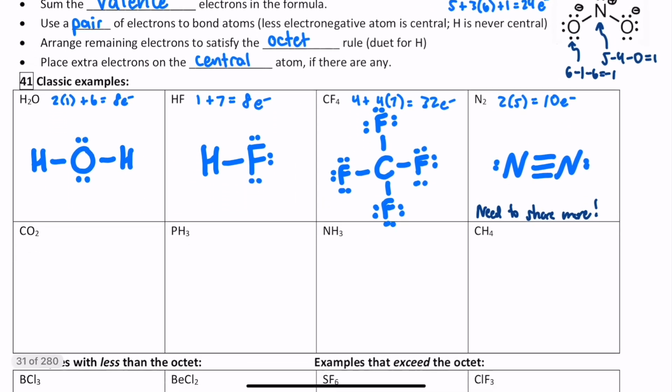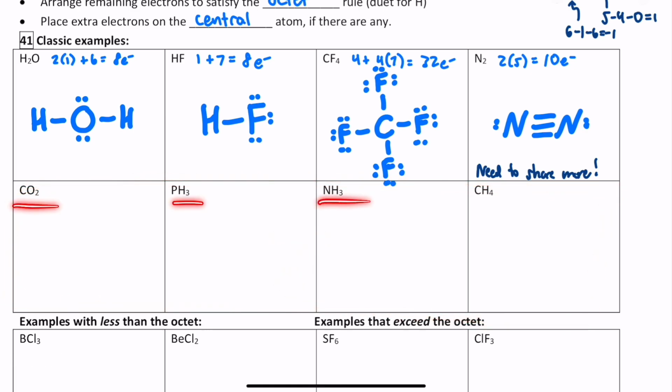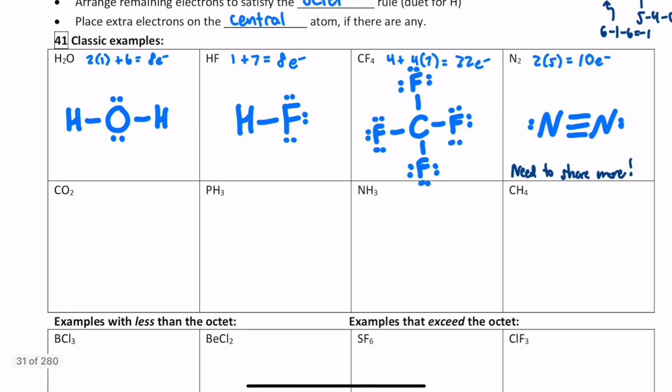Okay, so hit pause and see if you can come up with the next 4 in this set. What would the structures look like for CO2, phosphine, ammonia, and methane? Try that now. Okay, let's see how you did.